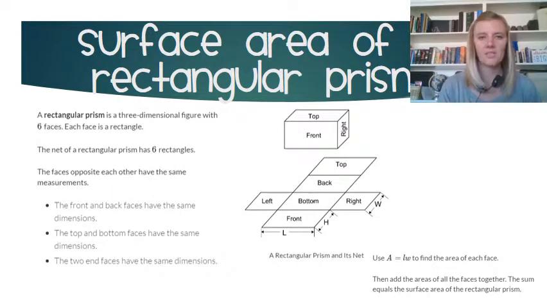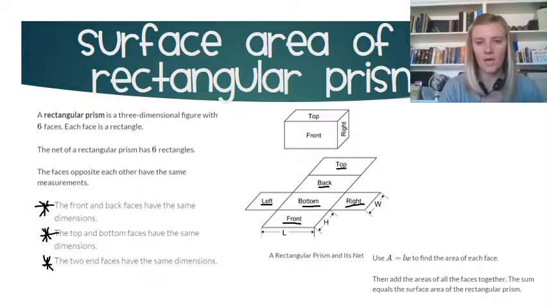All right, so let's talk about the surface area of a rectangular prism then. The rectangular prism has, again, 6 faces, just like a cube, but the measurements of the lengths and widths are going to be a little bit different, okay? So let's have a look at these notes down here. The front and back faces have the same dimensions, okay? So if you're looking at the front and the back here, those are the same. The top and the bottom, they will have the same dimensions. So here's the bottom. Here's the top. And the 2 end faces will also have the same dimensions. So the left and right will be the same.